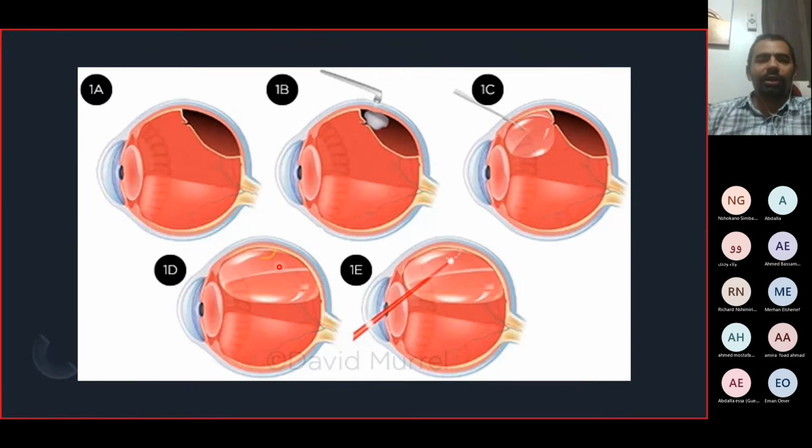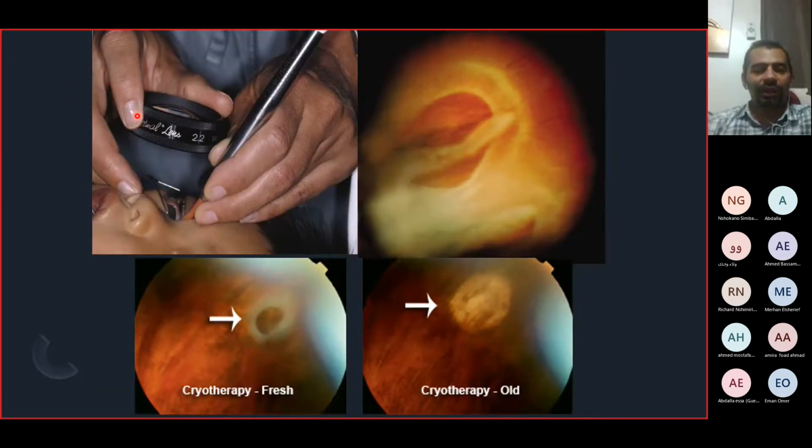Okay, this is how the cryotherapy is done. So this is the break. You do the treatment to the nearby area of the retina. You should not aim at treating the break itself, but you want to create chorioretinal adhesion at the edges of the retina. This is how it looks when you are doing fresh cryotherapy.